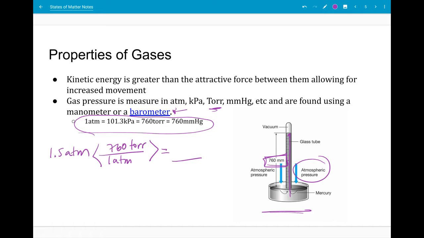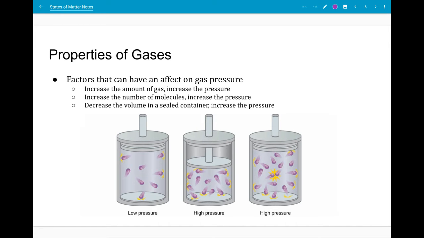Torr is named after a guy, Torricelli. Kilopascal is named after Pascal. So, factors that can have an effect on gas pressure: we can increase our amount of gas, increasing our number of molecules, and we can decrease our volume. I gave you a picture to see those differences, like low pressure versus high pressure. The minute you have higher pressure, you're going to have more collisions between your different molecules.